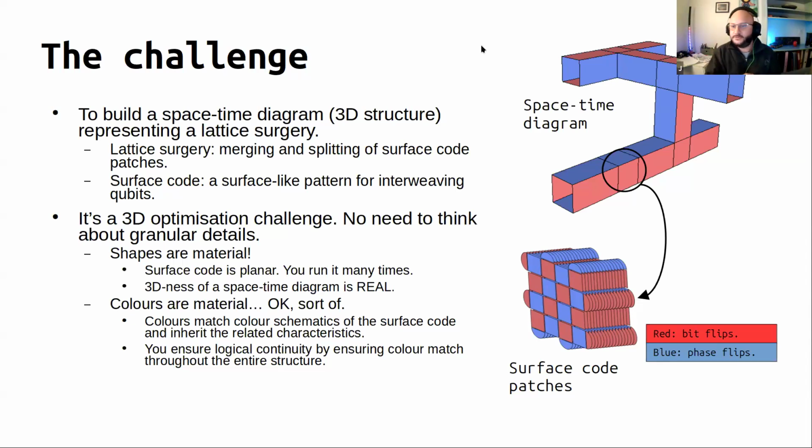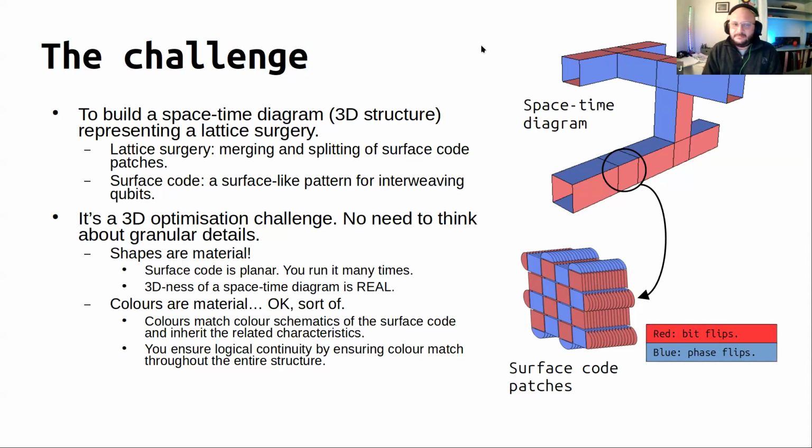And for that, we have rules. So in that sense, shapes are material. Because the surface code is planar and because you need to run it many times, you are building a structure that has 2D in physical space and then 1D in time. And those dimensions are real. You cannot forget about them, and they make an actual physical structure that you can plot in a 3D graph in the same way that you would plot an air conditioning duct.